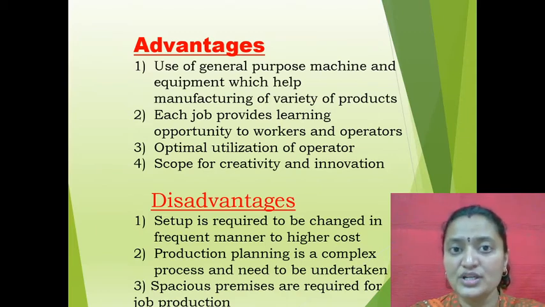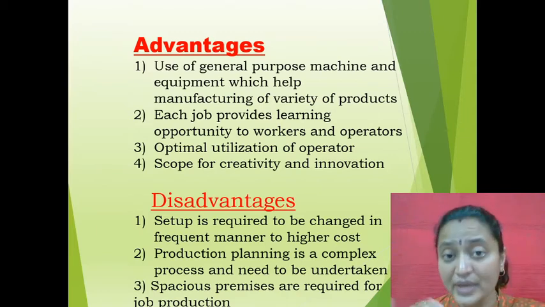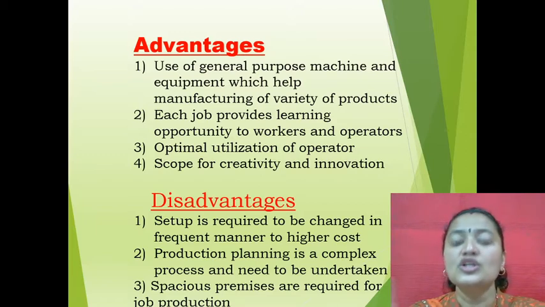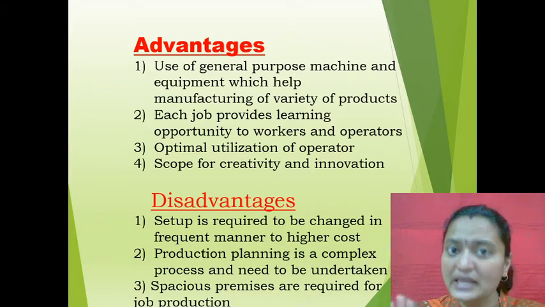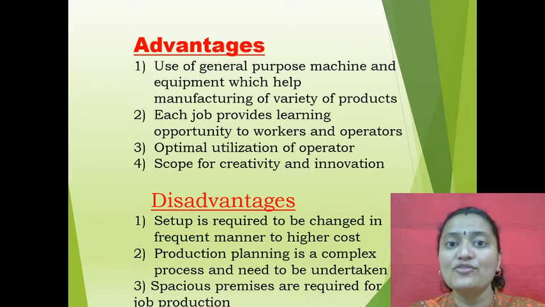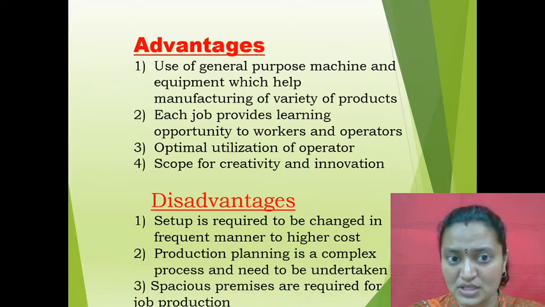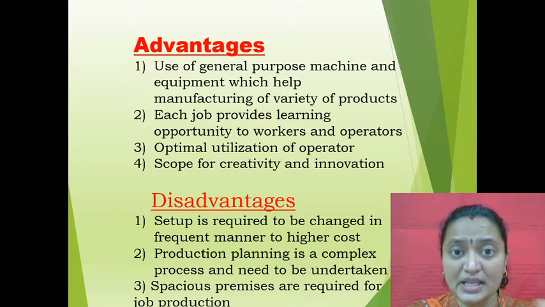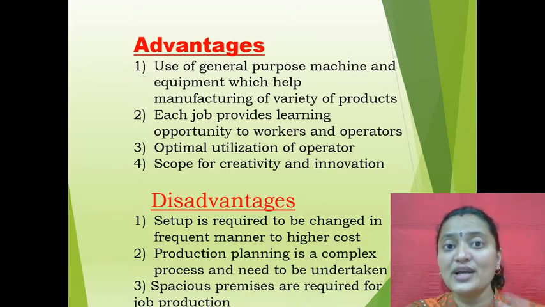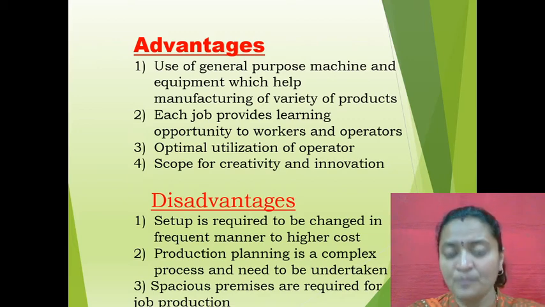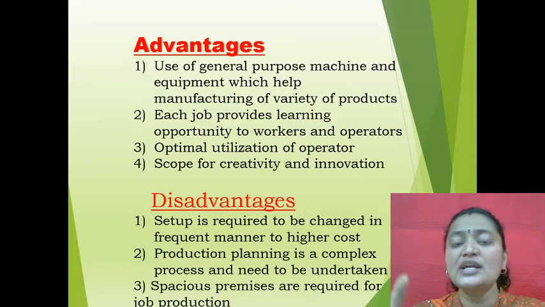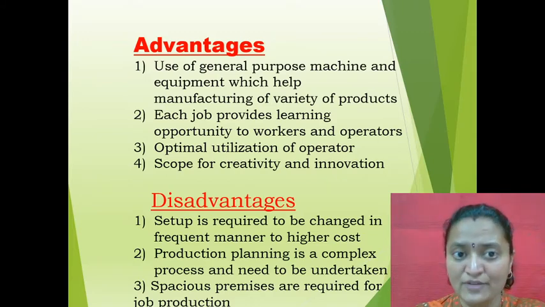Now these are the points, you can refer to them, and based on that the explanation will be done. The first advantage is what? Use of general purpose machines and equipment, which help in manufacturing a variety of products. Here, use of general purpose machines and equipment means which kind of machines and equipment are being used for manufacturing a variety of products. See here, if the company wants to manufacture variety, that is, different kinds of products.